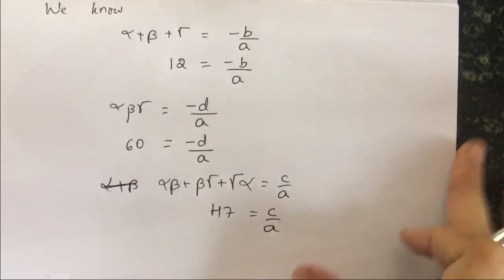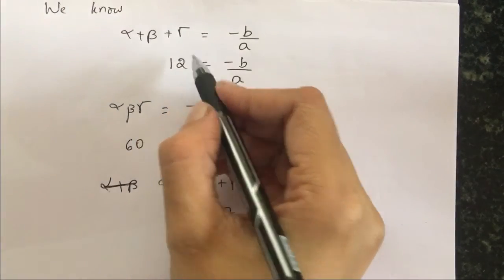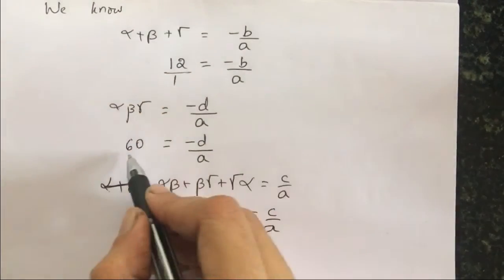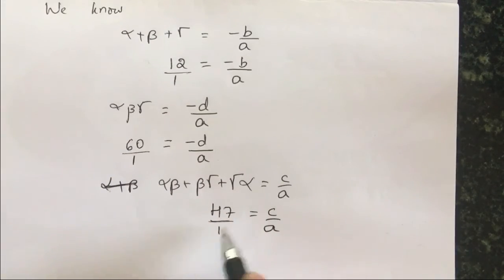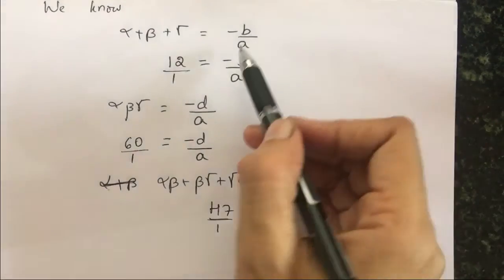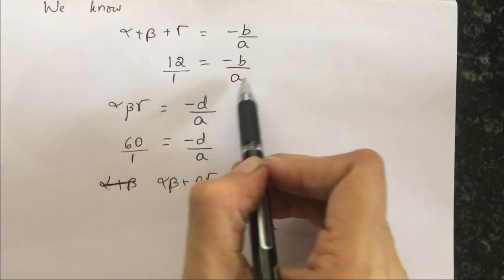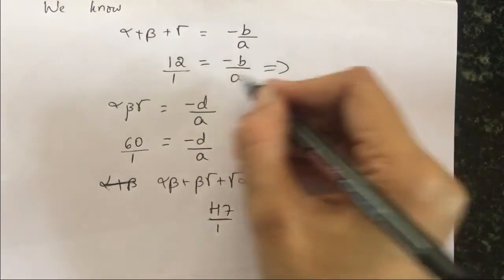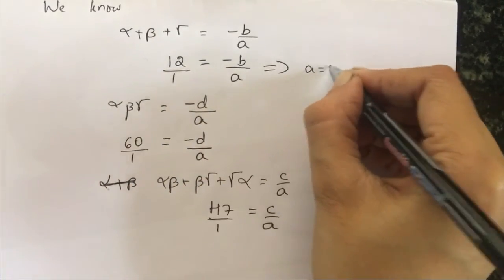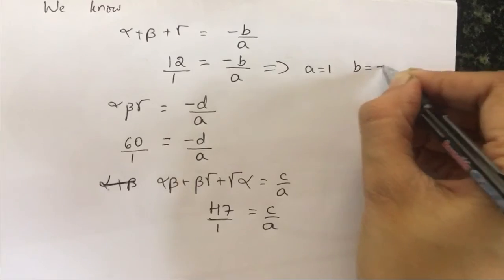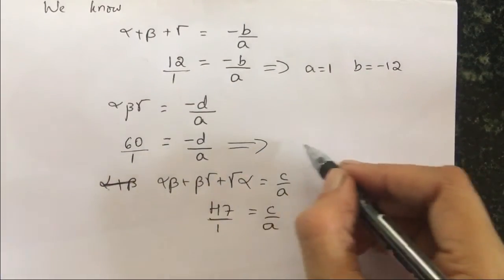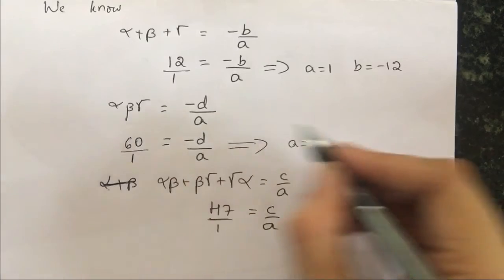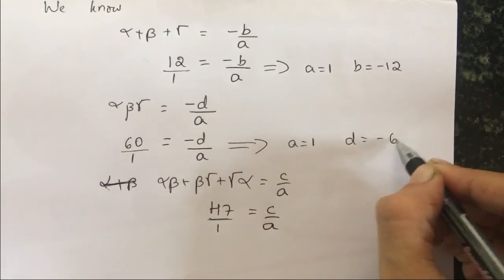So now you check everywhere: this 12 can be written as 12 by 1, and this 60 can be written as 60 by 1. This 47 can be written as 47 by 1. So you just say these two fractions are equal. So from this you can say a equals 1 and b equals minus 12. And from this you can say a equals 1 and d equals minus 60.